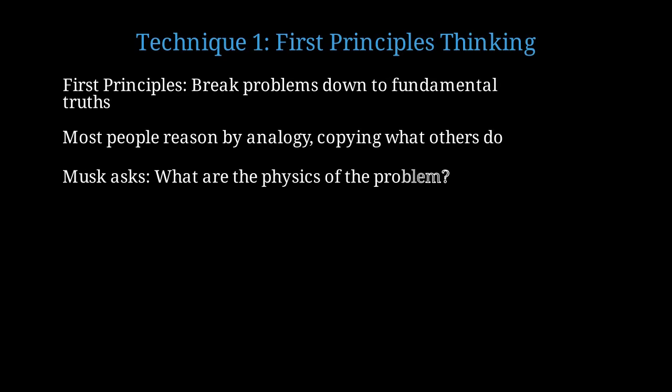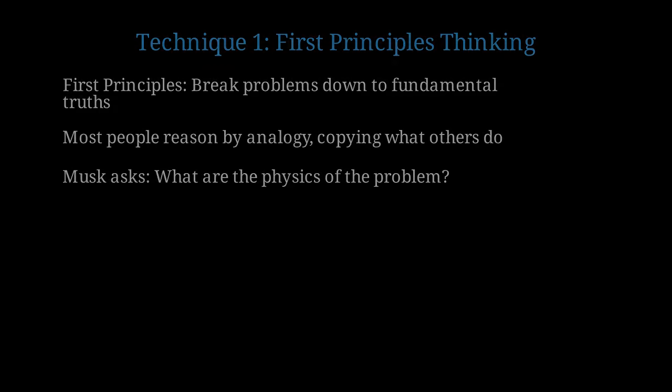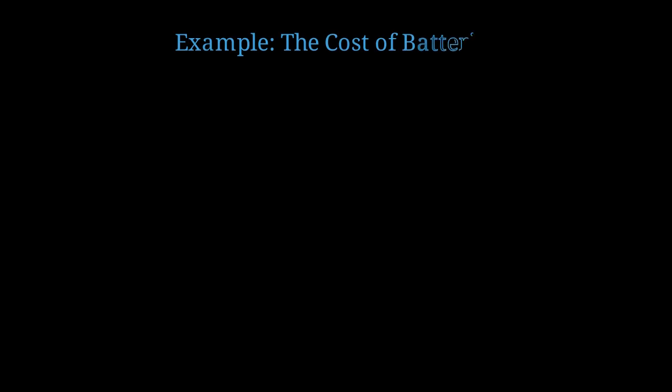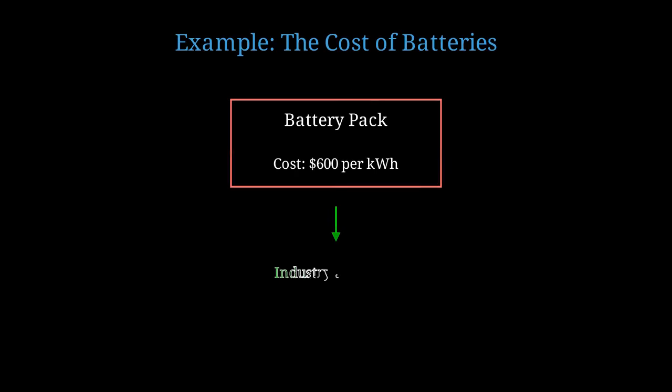Musk constantly asks, what are the actual physics of the problem? What do we know to be true at the most fundamental level? Let me give you a concrete example. When Musk was developing electric vehicles, everyone said batteries were too expensive and would always be too expensive. The industry standard at the time was about $600 per kilowatt hour. Everyone accepted this as a fact.